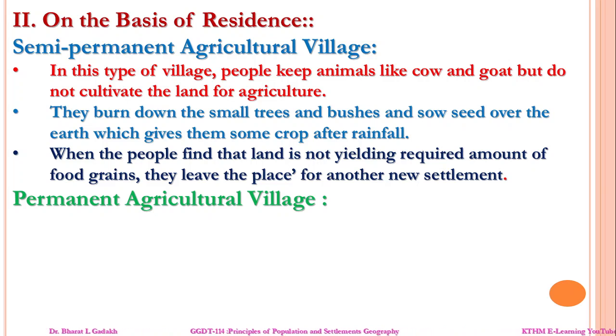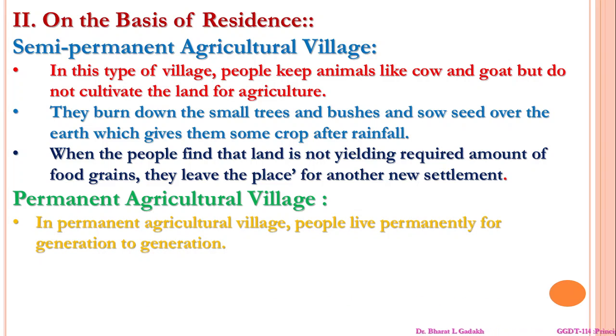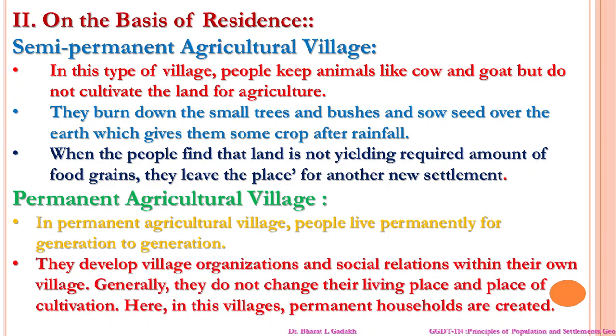Now, permanent agriculture villages. In permanent agriculture villages, people live permanently, from generation to generation. There is development of the village, organization, and social relations within their own village. Generally, they do not change their living place or place of cultivation. Here, permanent households are created. These are the permanent agriculture villages.